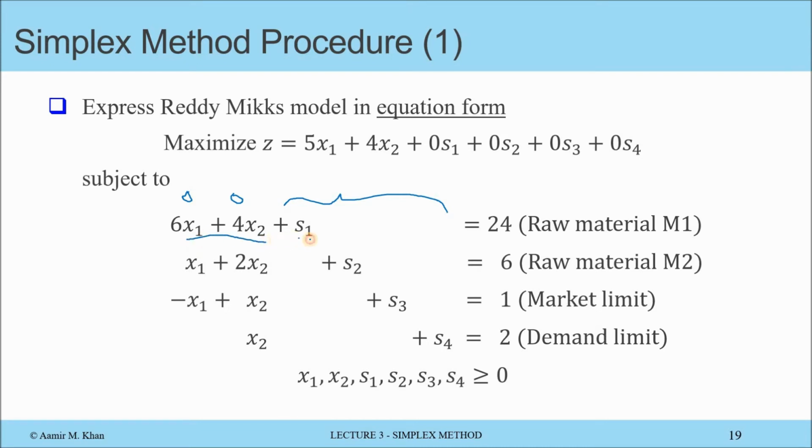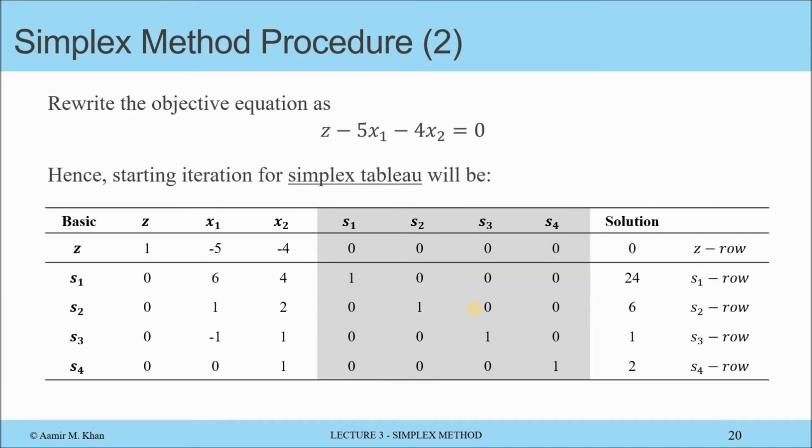Okay, so when you make them 0, then in each of these equations it's very easy: you make these two terms 0 and your starting solution is s1 equal to 24, and similarly s2 equal to 6 and s3 equal to 1 and so on, s4 equal to 2. So this gives you one basic starting solution for all the s values. Okay, now if you don't have a slack variable, then it's not possible, you can't do it like this.